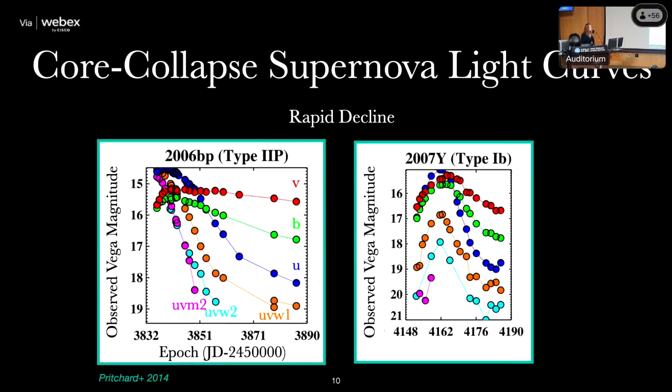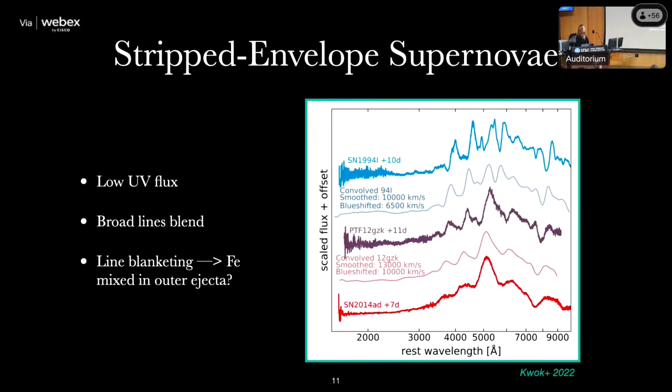Even for the stripped envelope supernovae, you get your shock cooling phase, which is often not caught by Swift, and then you can get another rise and decline. But you can see that things still fall off pretty quickly. And so I think this makes it challenging to observe these, and you need these early time observations. For stripped envelope spectra, the UV is very much suppressed, and this is because you have metal lines that are broad, and so they all blend together.